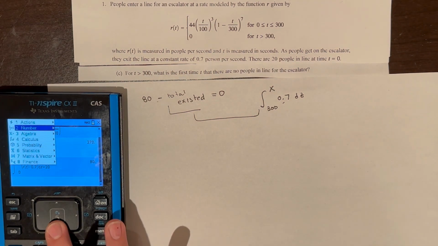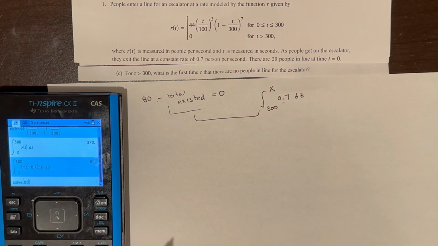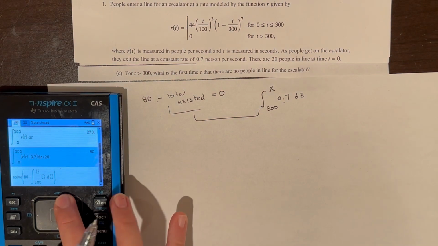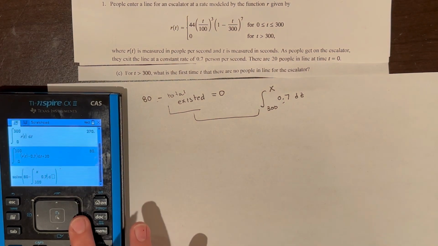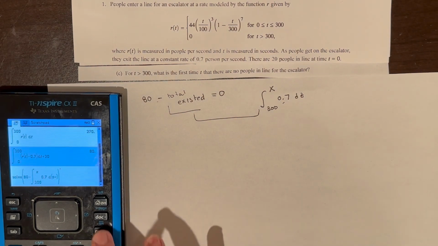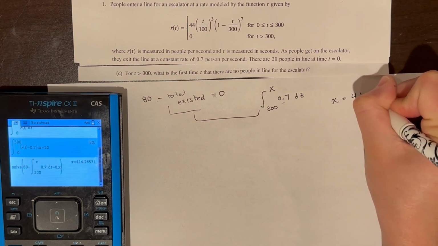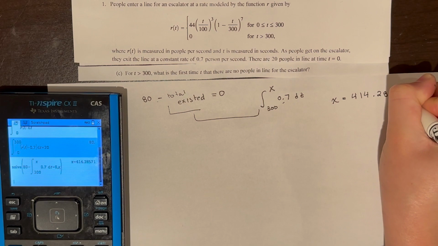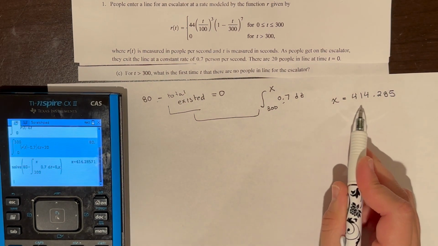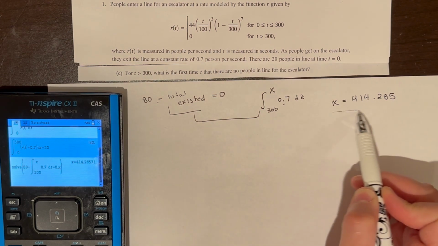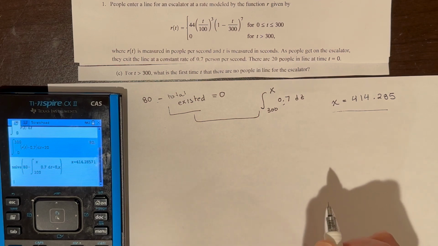So in our calculator, we're going to go to algebra, solve, 80 minus the integral from 300 to x of 0.7 dt equals 0. And we're going to solve for the variable x, so we add a comma and x. And we're given that x is equal to 414.285. And that means that 414.285 makes this equation 0, and that means at this time, after 300, there are 0 people in line.